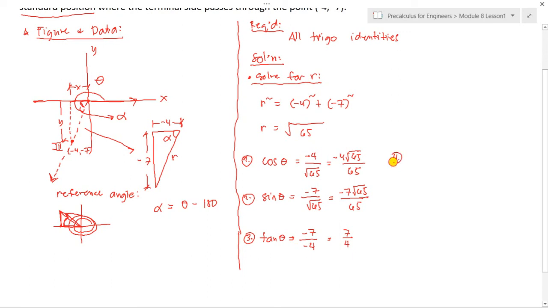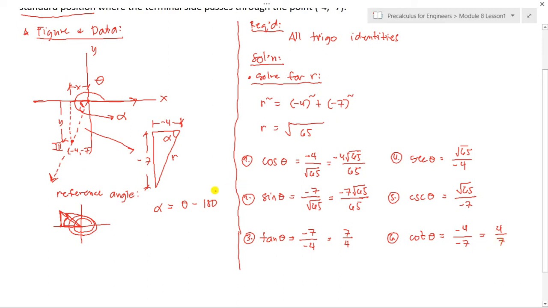Then the fourth one is secant of theta. That is just the reciprocal of our cosine. That is square root of 65 all over negative 4. Then the fifth one is cosecant of theta, equal to the reciprocal of sine theta. That is square root of 65 all over negative 7. And then the last one is cotangent of theta, which is the reciprocal of our tangent. That is negative 4 all over negative 7. That is just 4 all over 7.